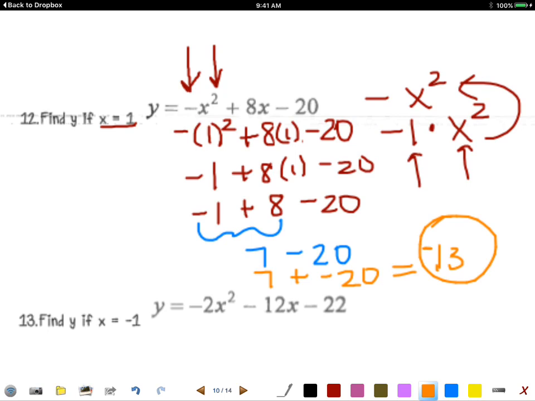7 minus 20, why do you keep changing? We kept the 7, we changed the subtraction to addition, and we changed the 20 to negative 20. Why though? Because those are the rules with subtraction.